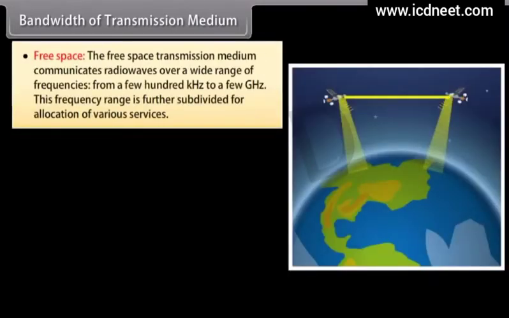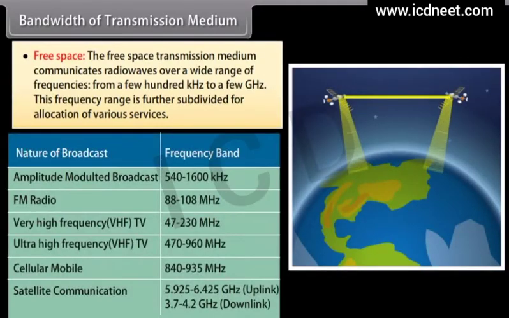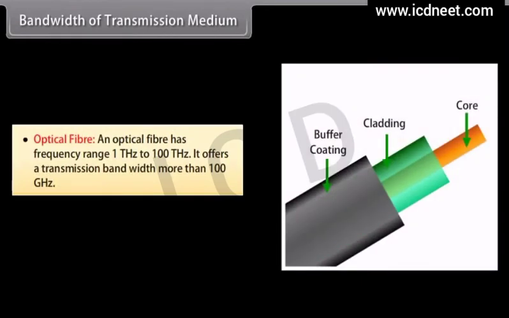Free space. The free space transmission medium communicates radio waves over a wide range of frequencies, from a few hundred kHz to a few gigahertz. This frequency range is further subdivided for allocation of various services. Optical fiber. An optical fiber has frequency range 1 terahertz to 100 terahertz. It offers a transmission bandwidth more than 100 gigahertz.